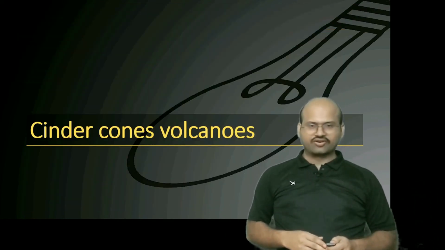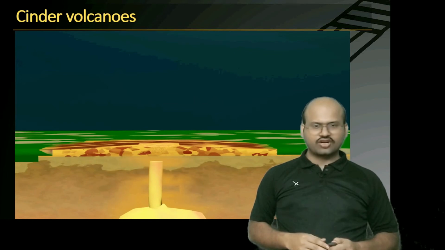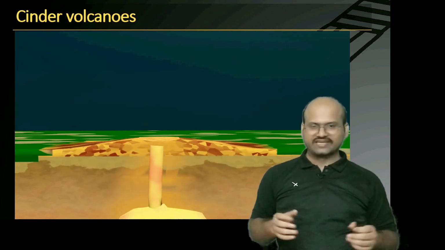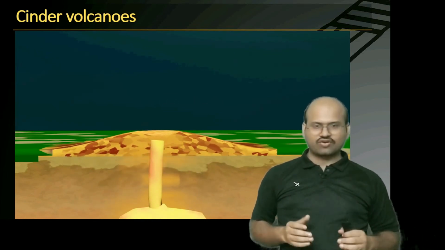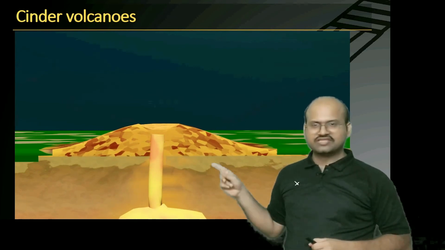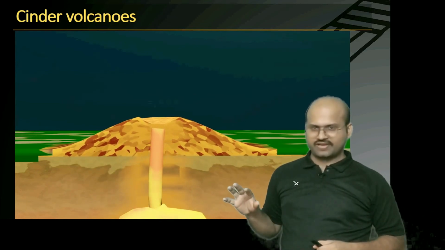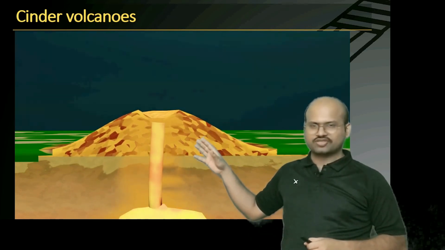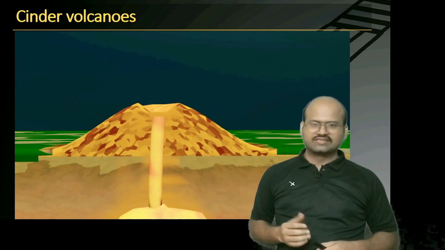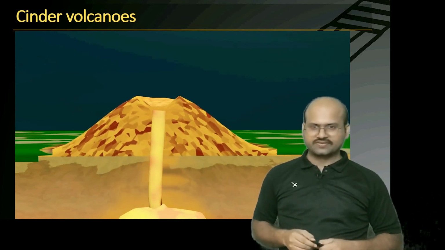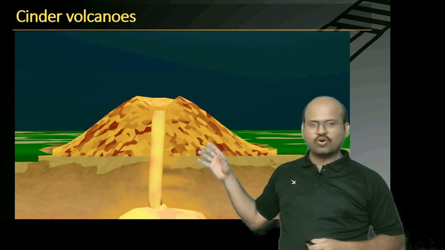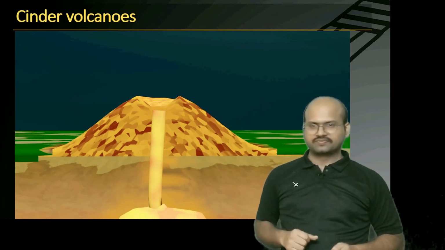Now let's see cinder cone volcanoes. Cinder cone volcanoes are formed by cinders. Cinders are volcanic rock fragments. Therefore, the cinder volcanoes are not layered, and you can see here that there is no formation of layers. They are generally formed in single or a couple of eruption cycles. They are mid to high in height range.